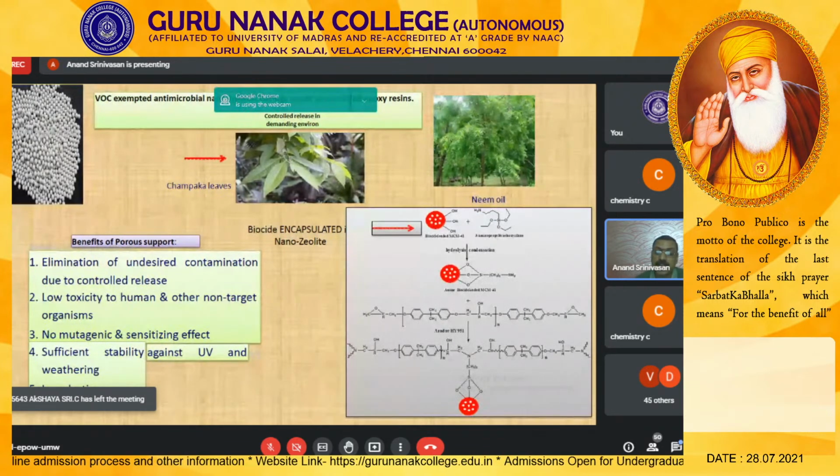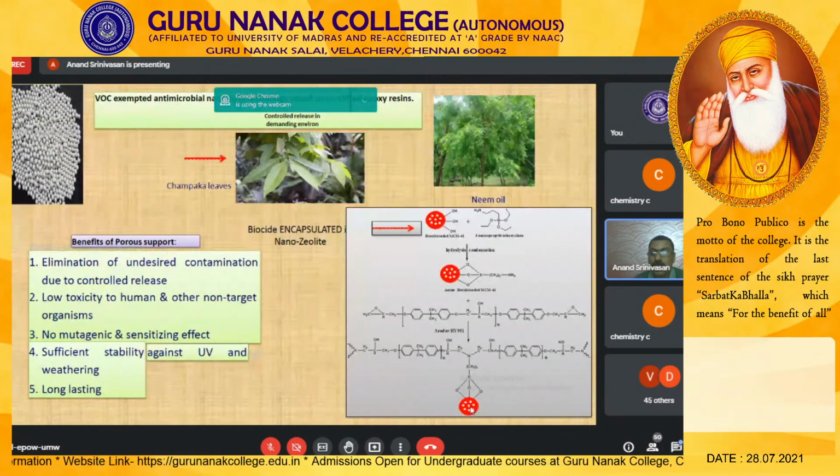Whereas when it is retained in an encapsulant like this, you can try to alter the release rate of your biocidal material. So the purpose of zeolite: eliminate the undesired contamination due to controlled release and low toxicity to humans and other non-targeted organisms. No mutagenic effect can be felt when you are retaining the biocide within the zeolite, and sufficient wettability can also act against UV and weathering and long-lasting applications.